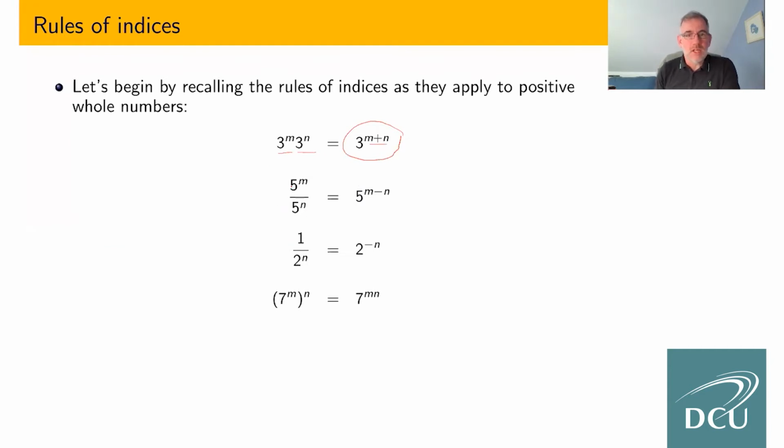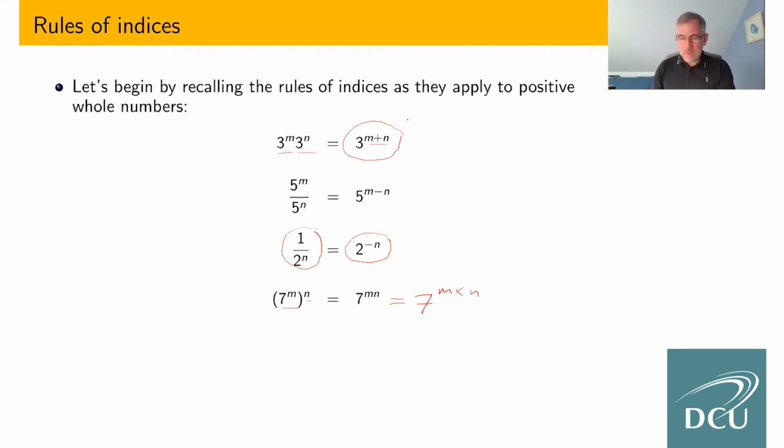Likewise, we're able to deduce that 5 to the m divided by 5 to the power of n is 5 to the power of m minus n. And from there, we can conclude that 1 over 2 to the power of n must mean 2 to the power of minus n. If we write down the same number to a certain power repeatedly, we would have structures like 7 to the m, to the power of n, and we can deduce just by counting really that that must be 7 to the power of m multiplied by n. I might just emphasize that by writing it out longhand. That's m multiplied by n.